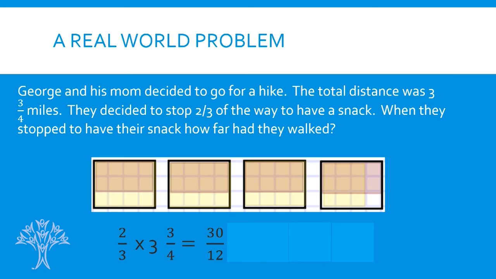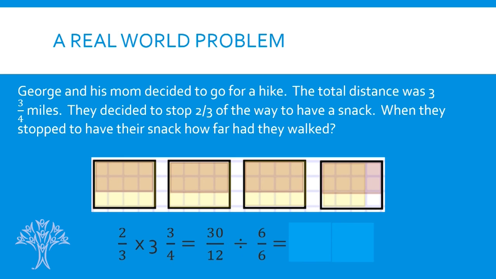I drew 4 rectangles, then shaded in 3 3/4 with a light yellow color. Next, I shaded in 2/3 across all of the rectangles with another color. The double shaded area represents how far George and his mom walked when they stopped for a snack. I count 30 of these double-shaded squares. There are 12 small squares in each whole rectangle, so 30 out of 12, or 30/12 miles, is the distance they had walked when they stopped for lunch.